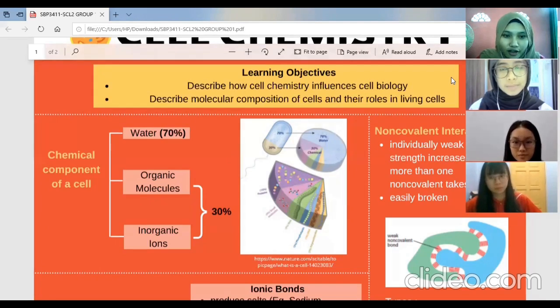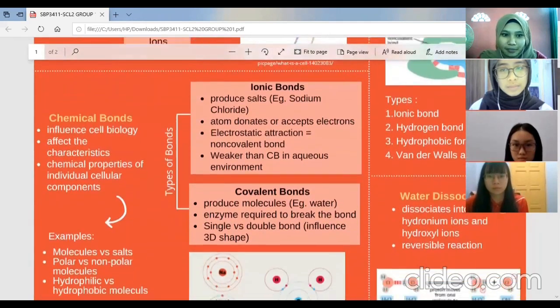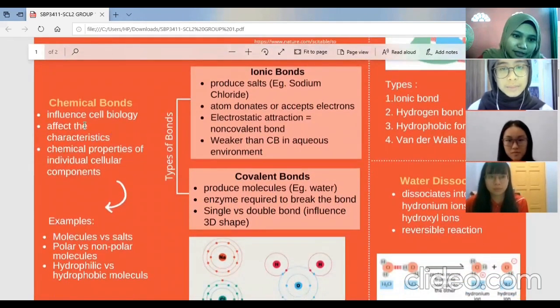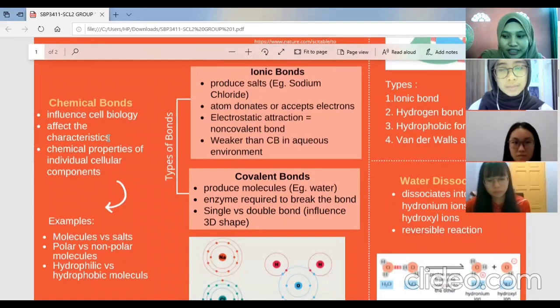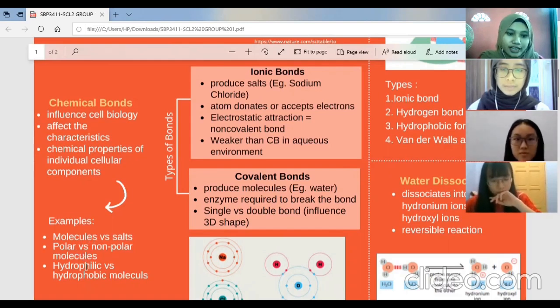The composition of a cell consists of water, which is 70%, and organic molecules and inorganic ions, 30%. So next, the chemical bonds influence the cell biology and also affect the characteristics, for example, structure, size, and function of living cells. The chemical properties of individual cellular components are, for example, the difference between molecules and salt, the polarity of molecules, and also the hydrophilic and hydrophobic molecules.